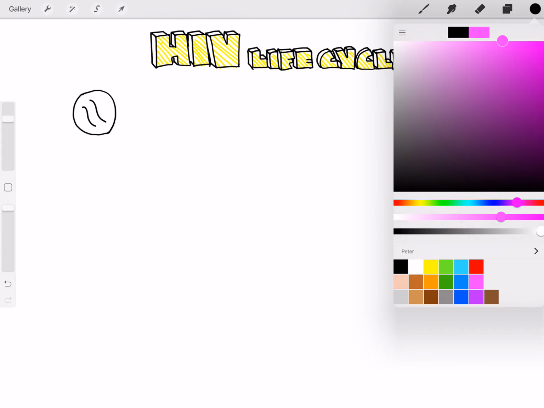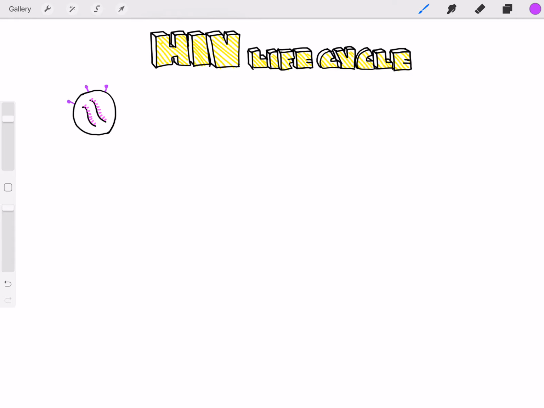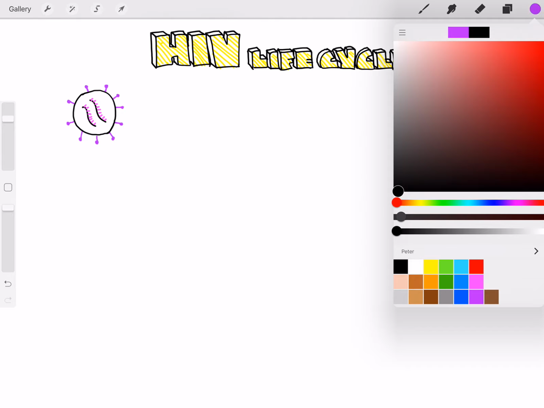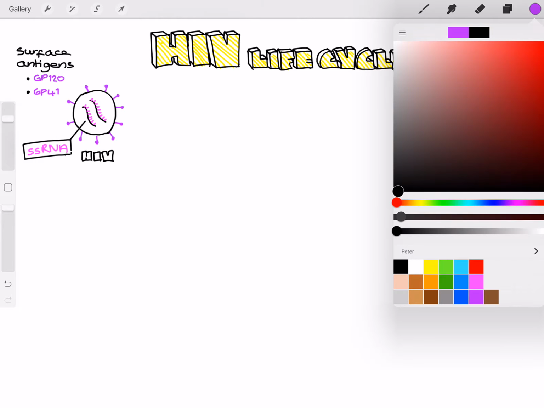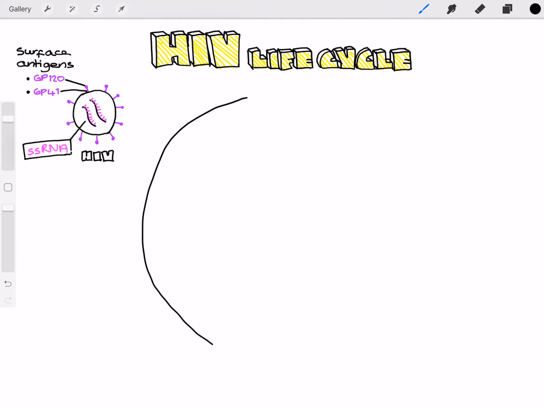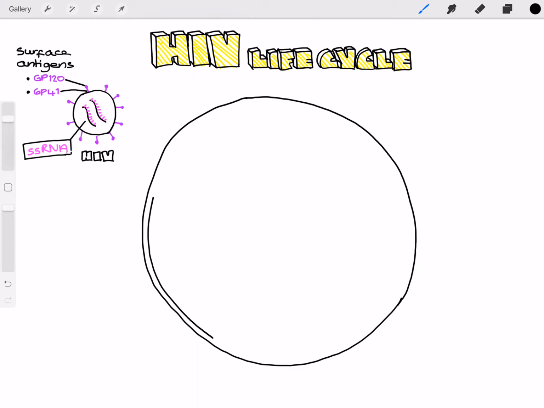Today I'm going to talk to you about the life cycle of HIV, the human immunodeficiency virus. So here's just a quick schematic of the virus itself. It consists of two strands of single-stranded RNA in an envelope which has these surface antigens, and the two major ones we want to think about are GP120 and GP41 because they're important in helping the virus to bind to the host cell.